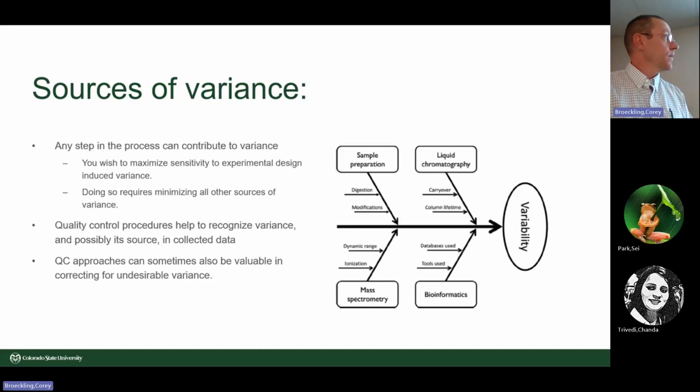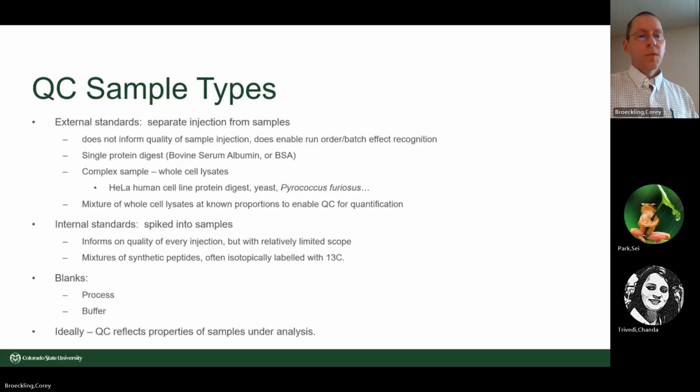We can also introduce artifacts through the informatics if we're not careful. That's probably a little bit more rare. Most of those are going to be a little bit more random, but it's certainly worth considering the artifacts or the variance you can potentially introduce. There are a lot of different ways people have approached quality control in proteomics experiments, and we'll talk about some of these just in outline form.